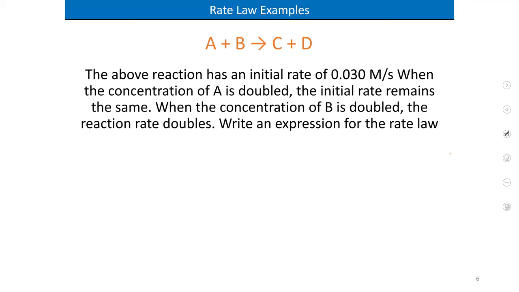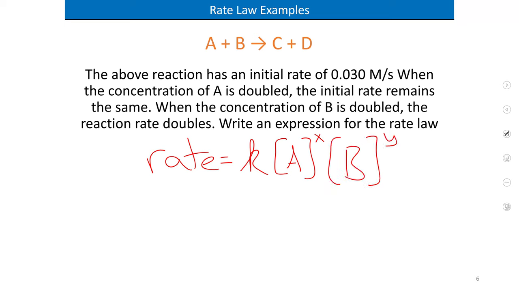We have a generic reaction, A plus B goes to C plus D, and we have an initial rate. It doesn't matter what our concentration is necessarily, because it just says when the concentration of A is doubled, the rate remains the same. When our concentration of B is doubled, the rate doubles. What's the rate law? It's still going to have our same general form, right? Rate equals K times A to the X, B to the Y. When we double the A, the rate remains the same, so that means that X has to be zero.